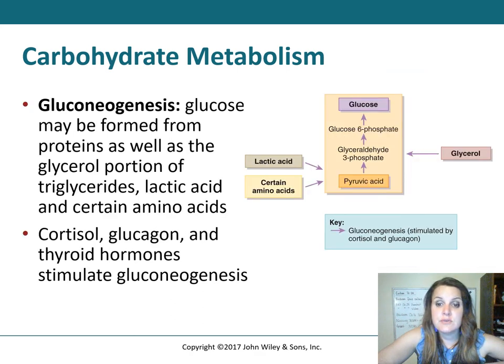Glucose is the key fuel source for the body. But what happens when we don't have glucose and we can't break down glycogen? What else can you do? Your body can go through this process called gluconeogenesis, and it actually can make glucose from non-glucose precursors, such as portions of fats, triglycerides, lactic acid, and certain amino acids. And this is promoted by cortisol, glucagon, and thyroid hormones that together work to make more gluconeogenesis occur in the body.